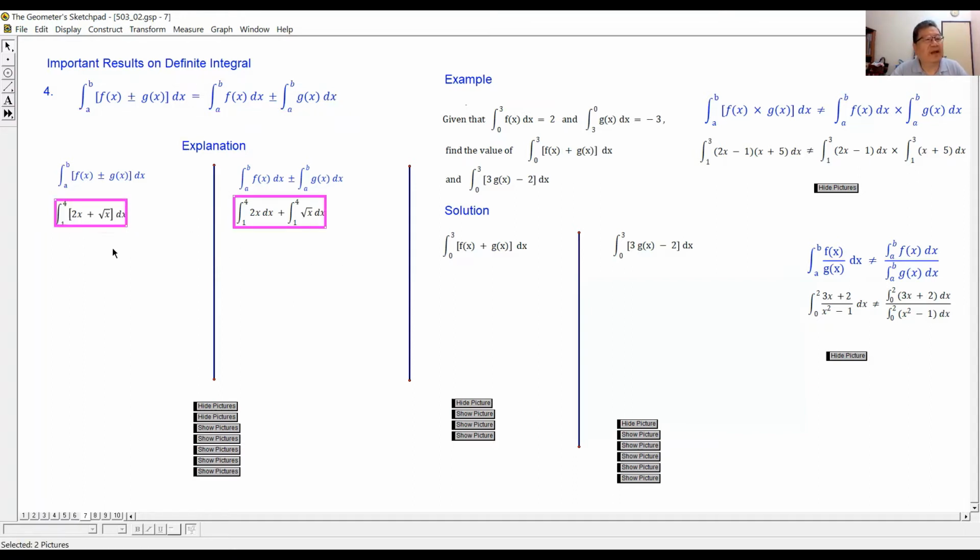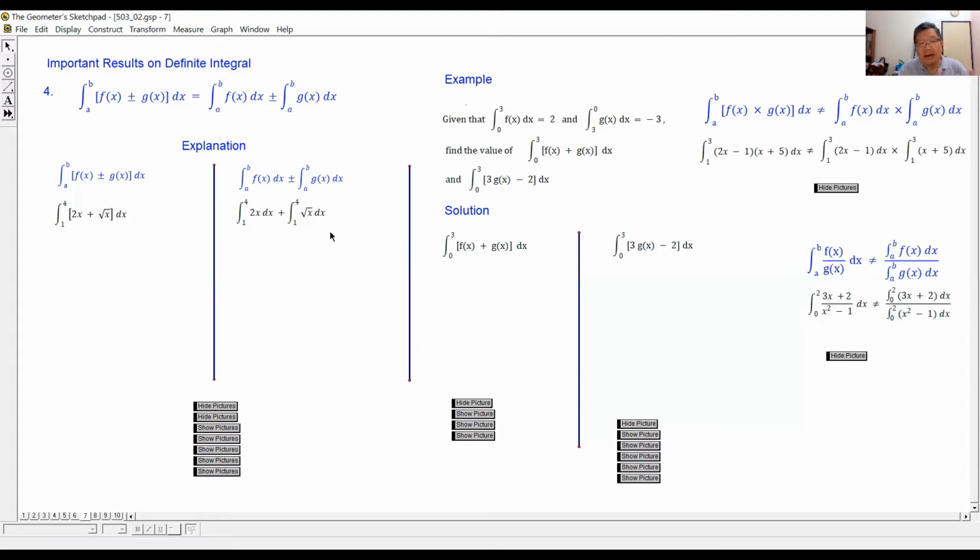We look at one example like this. I want to integrate from 1 to 4 of 2x plus square root x. According to the result here, it should be the same as integrating from 1 to 4 of 2x dx, plus integrating from 1 to 4 of square root x dx. The upper limit and lower limit are the same on the other side. So they are saying that these two are equal. So how to convince you that they are equal?